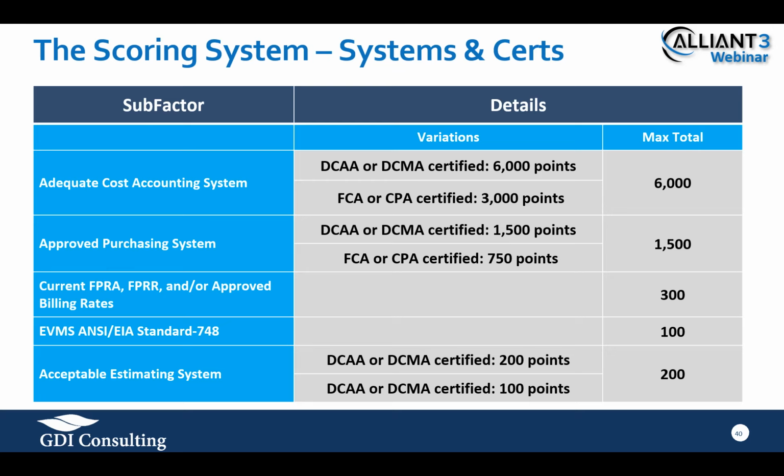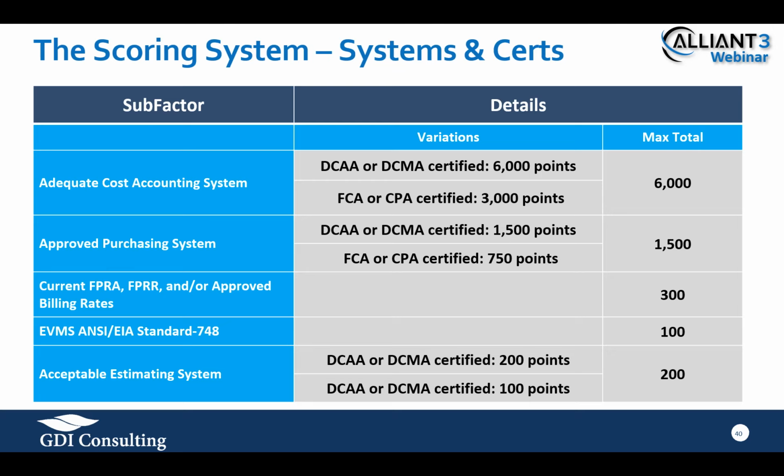The same is for the approved purchasing system. For the approved purchasing system, if it's DCAA or DCMA certified, you get 1,500 points, but you get half of that if a CPA, for example, certified it. Of course, that CPA must have approval to approve a government type of purchasing system. But you get 750 points for that. Now, current FPRA, FPRR, and or approved billing rates, 300 points.